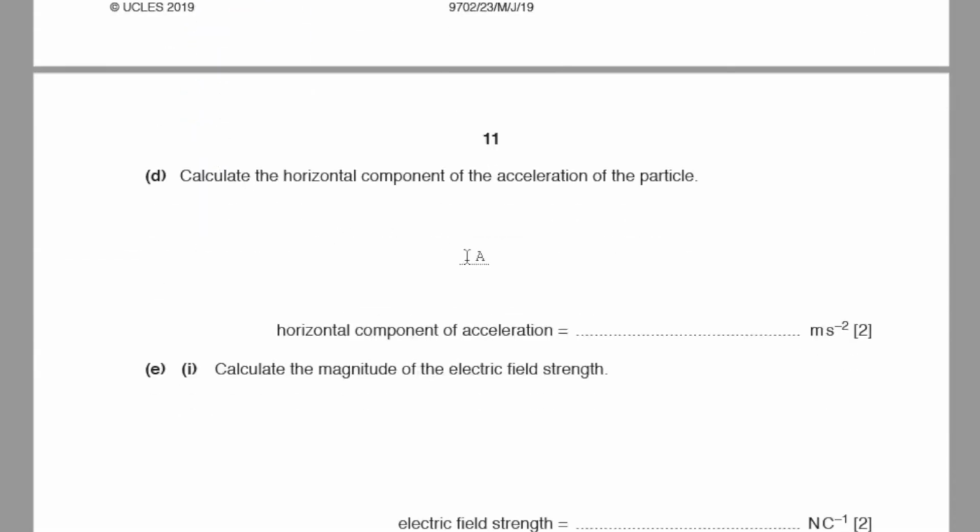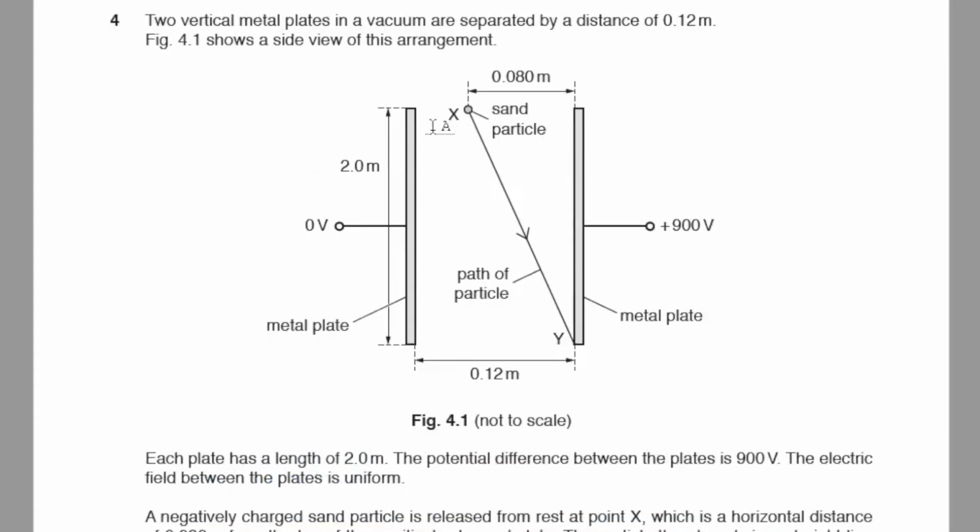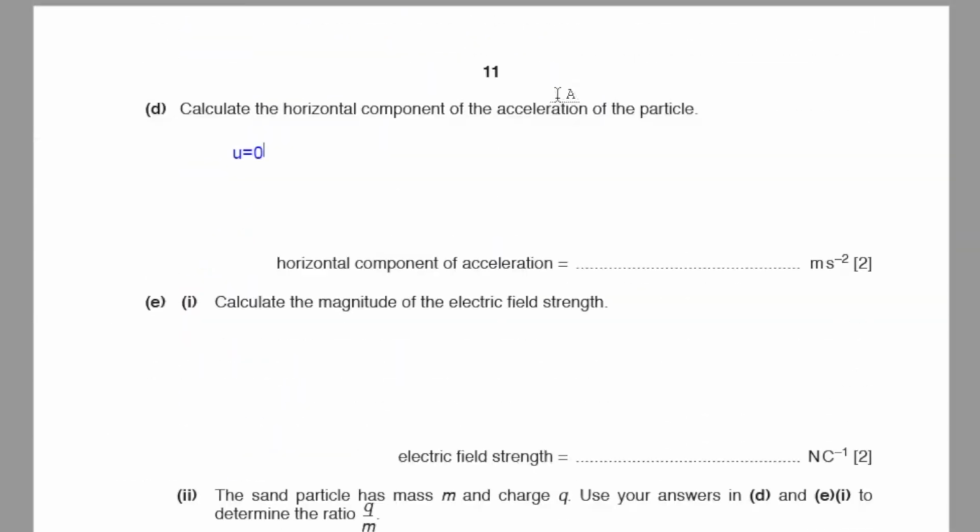Part D, calculate the horizontal component of the acceleration of the particle. Again, for the horizontal component, initial speed is 0, so u equals 0. The horizontal distance this sand particle is covering is 0.080 meters, so s equals 0.080 meters, and the time taken is the same as that of the vertical component, so t equals 0.64 seconds. Now we can use the same formula, s equals ut plus 1/2 at squared. When you substitute all these values, you'll get a value of a as 0.39 meters per second squared.